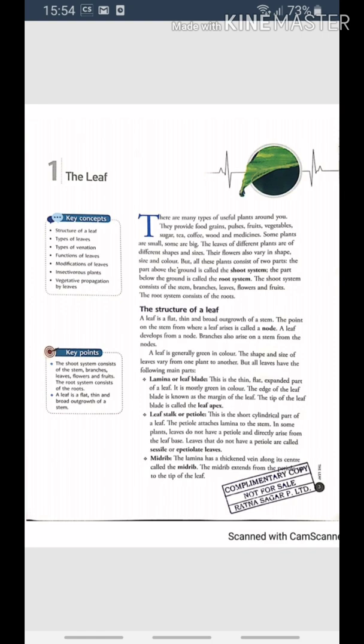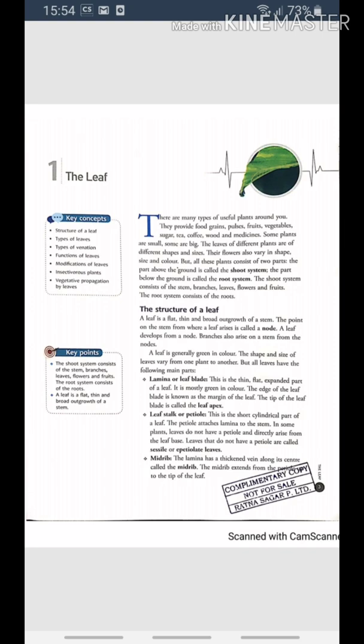Compound leaf. The leaf blade is clearly divided into many distinct parts called leaflets. Unlike simple leaves, the leaflets do not have axillary buds. Some examples of plants with compound leaves are neem, gulmohar, and rose.